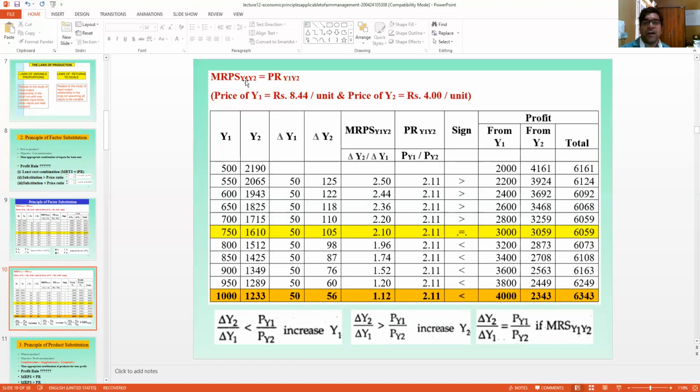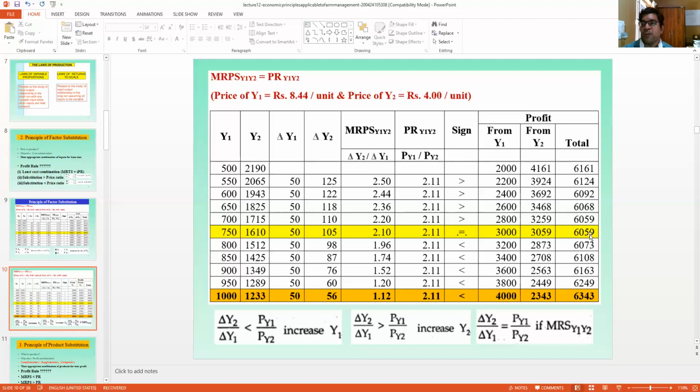Again, same. MRPS Y1, Y2 should be equal to price ratio of Y1, Y2. That is the case, right? Now you see here. So here MRPS Y1, Y2 2.10, price ratio Y1, Y2 2.11, right? So they are equal. Fine. The same example we have taken. Now you see the profit. This is not cost. This is profit. So profit should be maximum. Cost should be minimum. Profit should be maximum. So this is the profit.